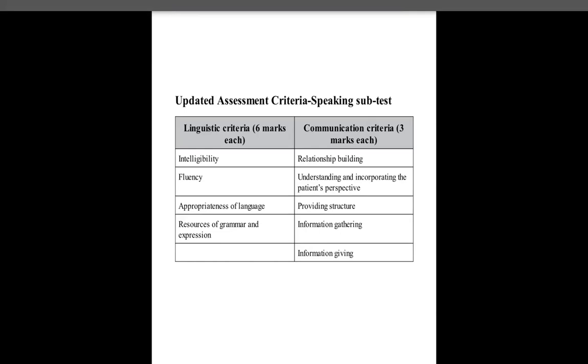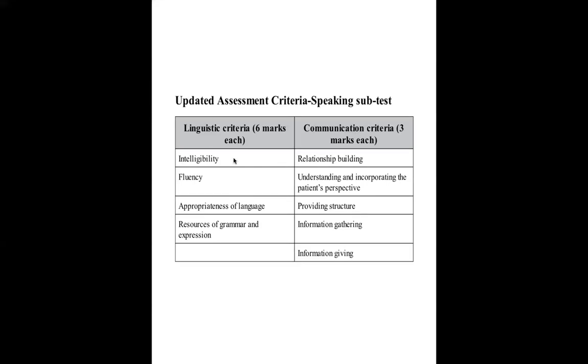Communication criteria means how well do you speak to a patient, how well do you have a rapport with the patient, how well do you gather information from the patient, how well do you give information to the patient, and how well are you using layman's terms to explain certain medical conditions to the patient. Okay, so this is very good, not only for the exam, this is good when you're actually practicing in the UK or in another country to use this knowledge.